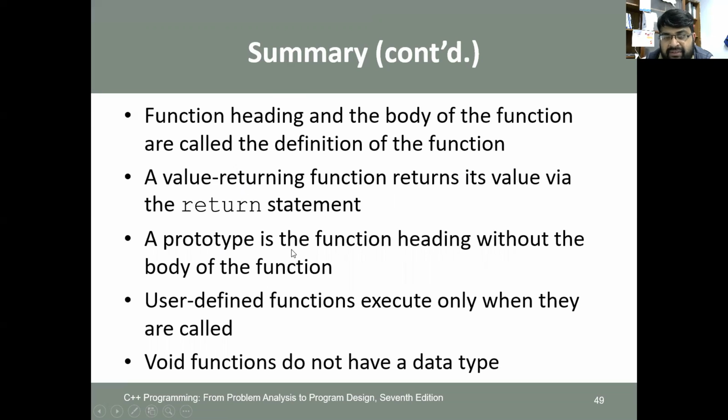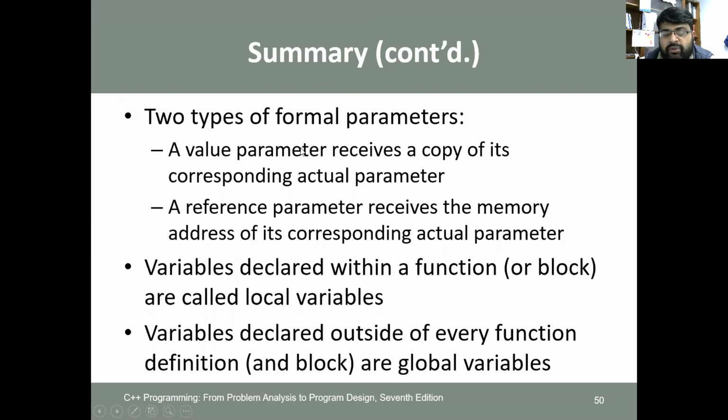A prototype is basically the function heading without the body of the function, with a semicolon at the end instead. A user-defined function executes only when it is called. So there needs to be a call made for user-defined functions. Remember that void functions do not return anything and thus do not have a return type. There are two types of formal parameters. One is what we call a value parameter, and the other is what we call a reference parameter.